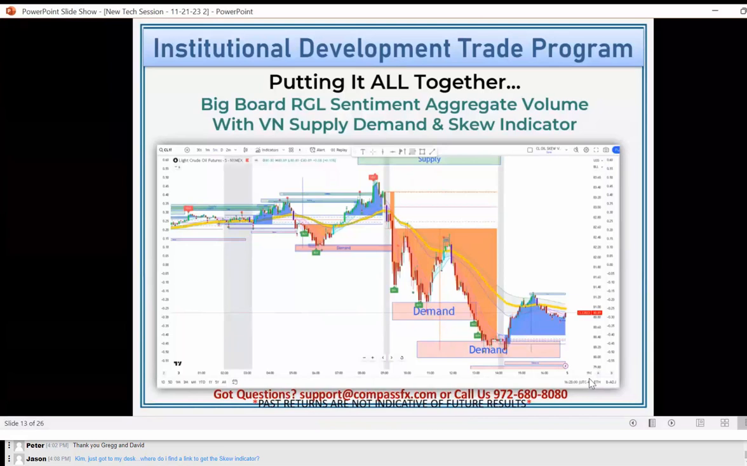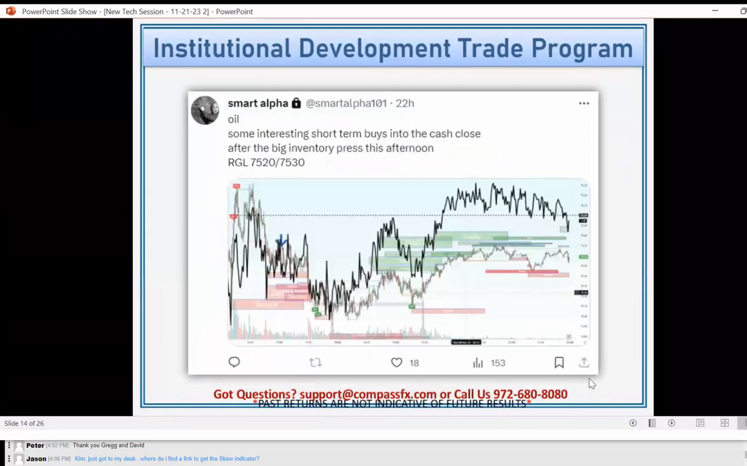So give that some thought. But I think these tools, and what you're seeing here, is using the big board with the supply and demand, and then adding the new skew tool that we'll be showing you this afternoon. Like I said, once again here, Ray has David's tools, and we've got a few other guys in our group that have developed tools that Ray puts on his charts and uses as well. But here he is showing the RGLs. He's showing the supply and demand with the skew and stuff.